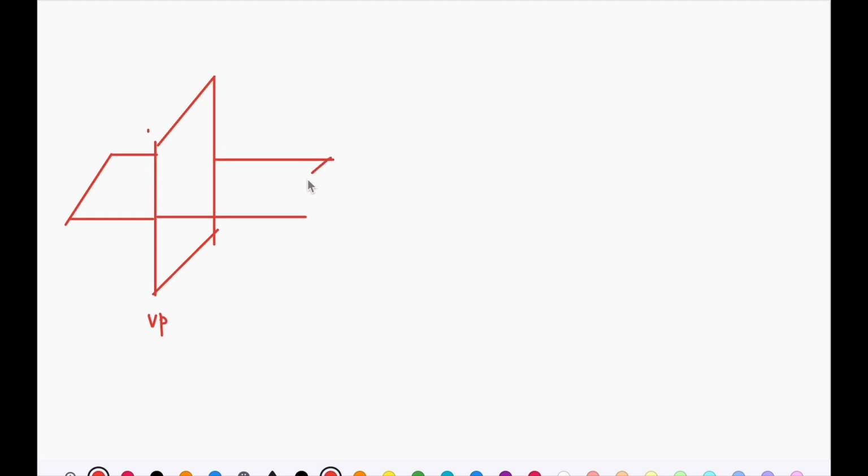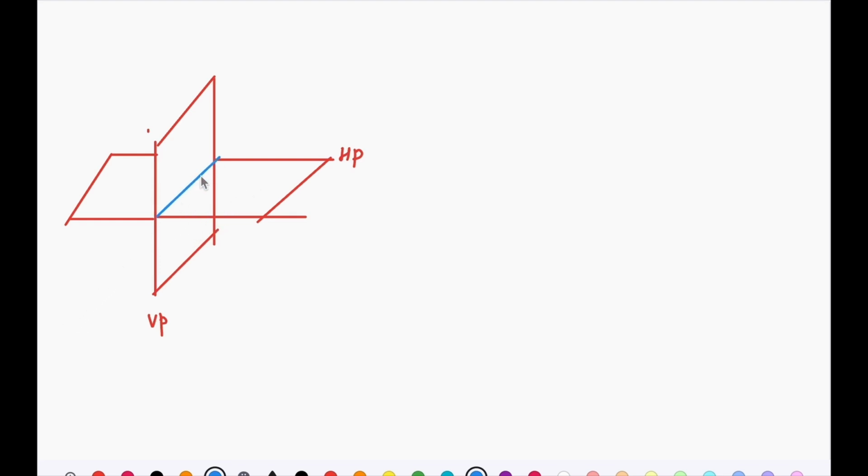Okay, let's say this is a vertical plane, this is a horizontal plane, and those two planes are intersecting each other, forming this blue line.